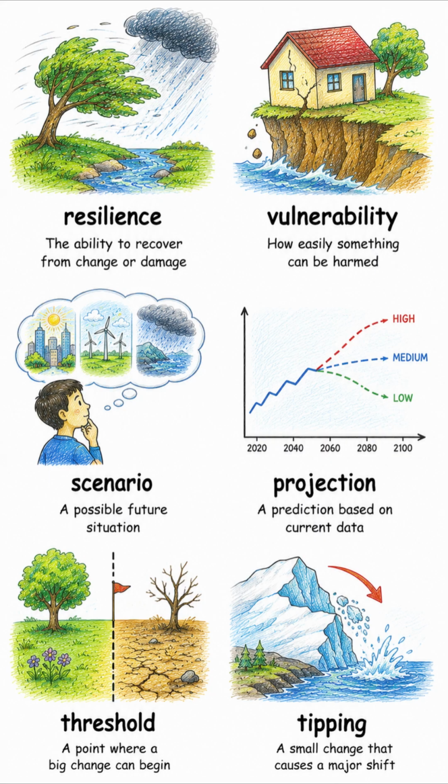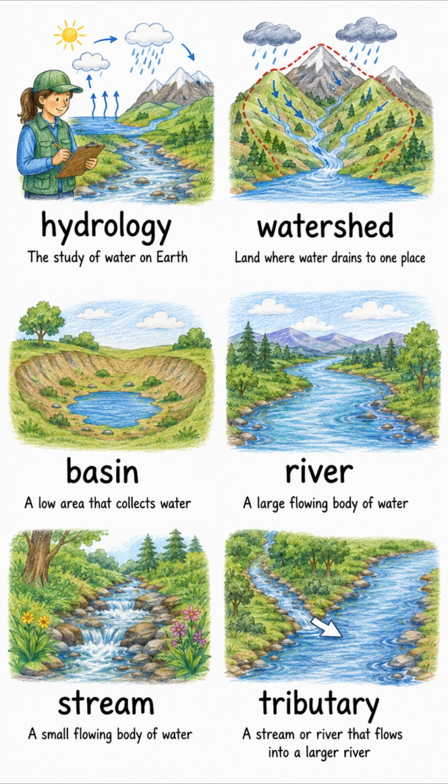Vulnerability, how easily something can be harmed. Scenario, a possible future situation. Projection, a prediction based on current data. Threshold, a point where a big change can begin. Tipping, a small change that causes a major shift.